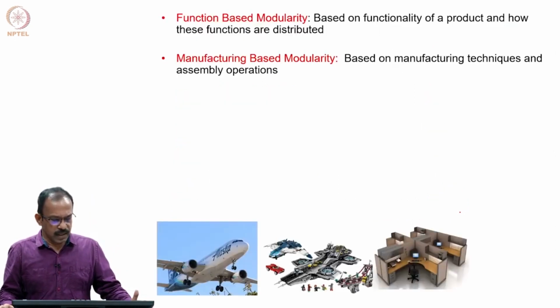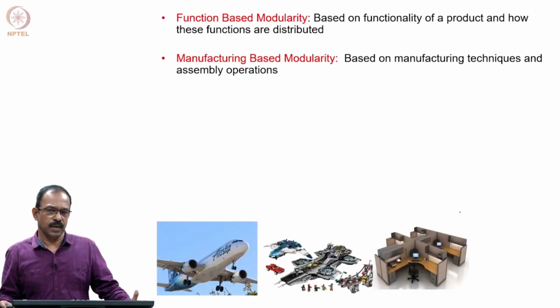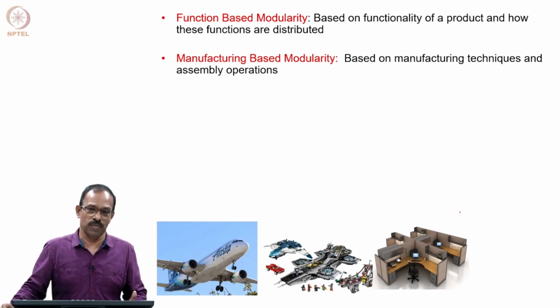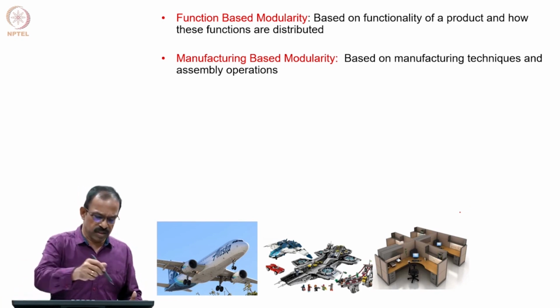Now, there are two ways to look at the modular architecture. Since we found that modular is the most popular one, we look into the modular architecture and see what are the different types of modularity normally provided or adopted in product development. One is known as the function based modularity.